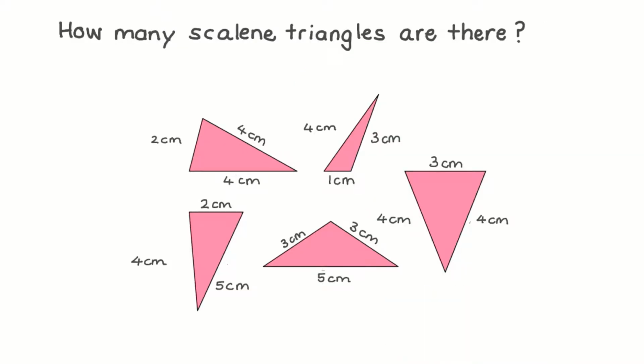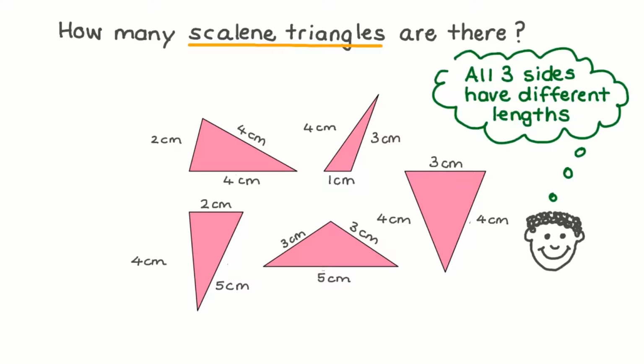How many scalene triangles are there? In this question, we're shown some different triangles. And we're asked to count how many scalene triangles there are. A scalene triangle is a triangle which doesn't have any equal sides. In other words, all three sides have different lengths. Let's look more closely at the triangles we're given.